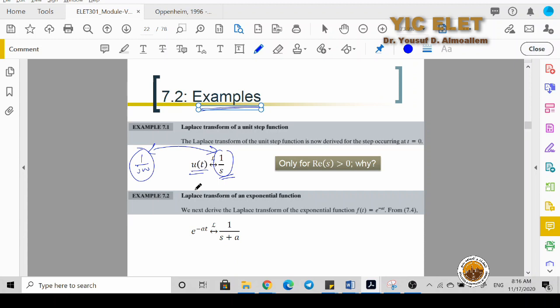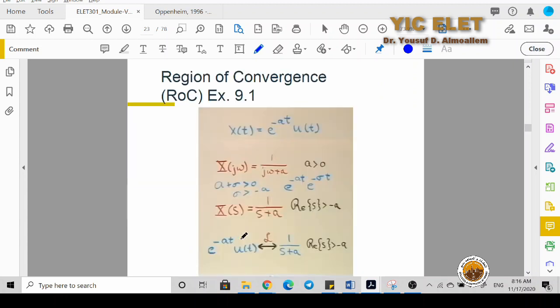And if we want to go for the exponential, you will find that the Laplace transform of the exponential, whether a purely real number or even a complex number, will be 1 over s plus a. So let's do these integrations.